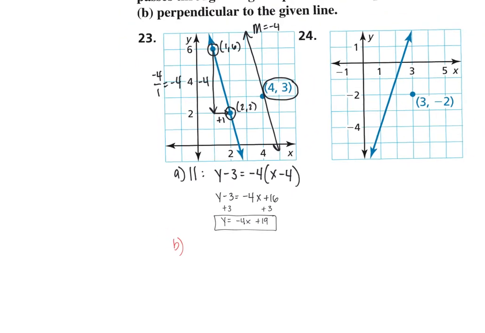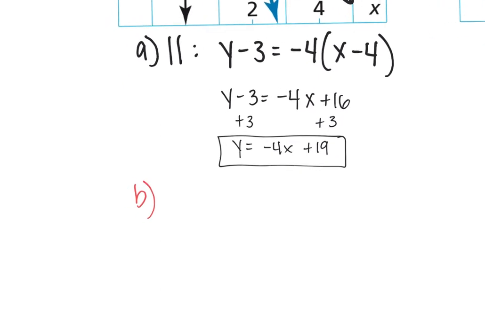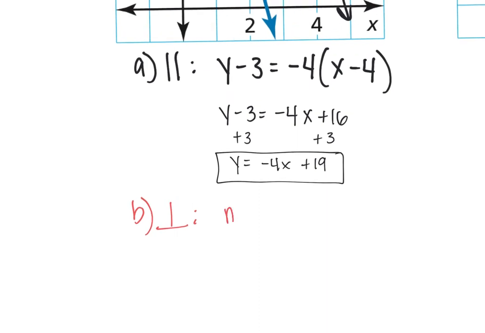Now, let's check out B. B is asking, okay, now we need the line that's perpendicular. It needs to go through the same point, so everything else is going to be the same. What's going to change, guys? The slope, okay? Instead of my slope being -4, what's my slope going to be for the perpendicular line? Pedro? 1/4, okay? You change it from negative to positive, and then you flip it.